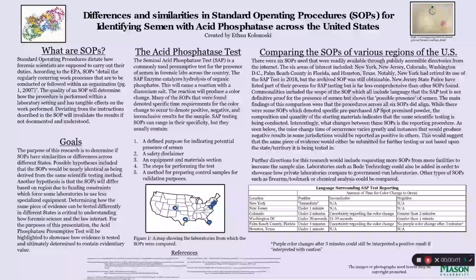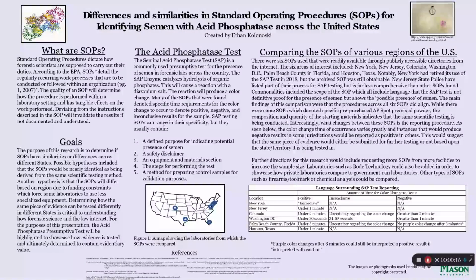Hi there. Today I'd like to talk about the differences and similarities in SOPs, standard operating procedures, for identifying semen with the acid phosphatase presumptive test in various locations across the United States. So first, let's start by defining SOPs.